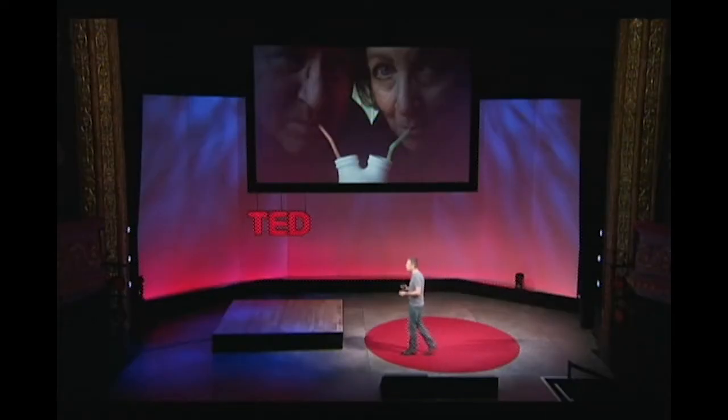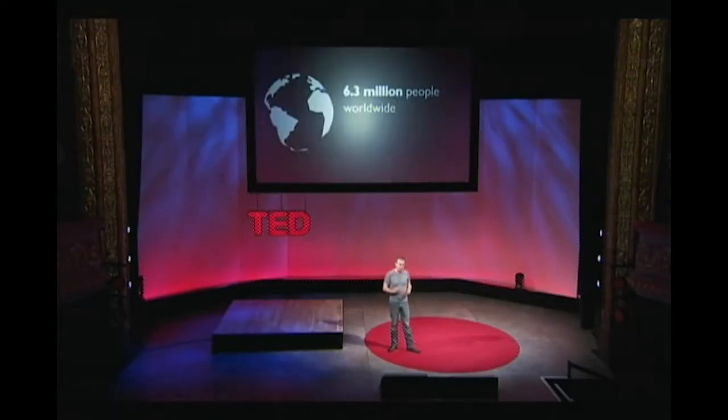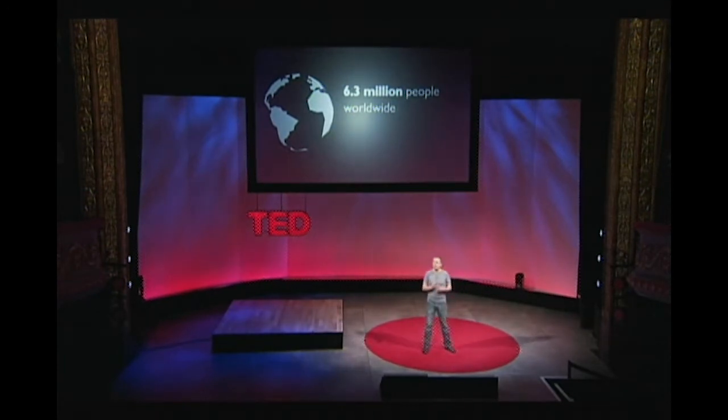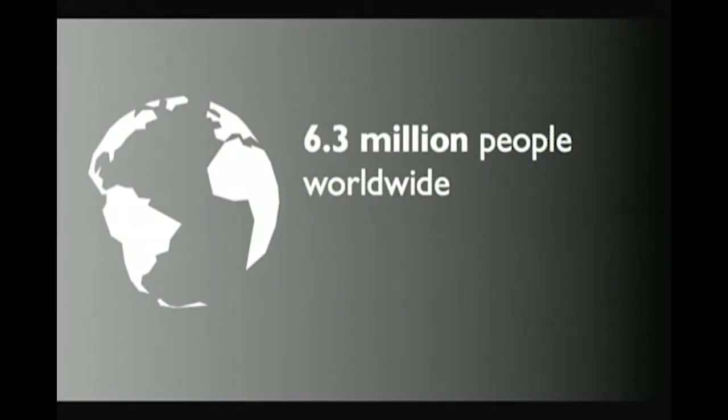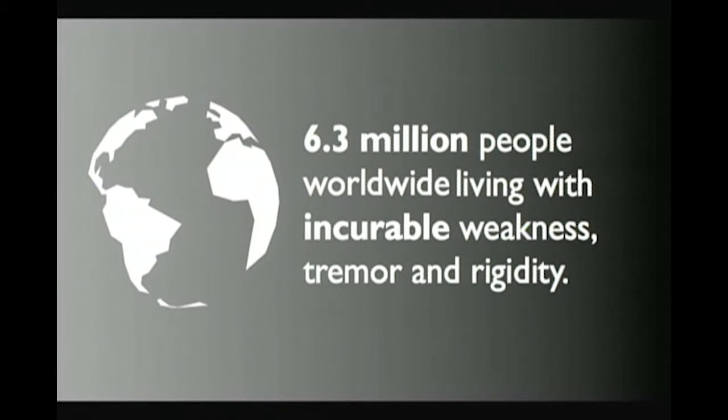So great progress in treatment has been made over the years. However, there are 6.3 million people worldwide who have the disease, and they have to live with incurable weakness, tremor, rigidity, and the other symptoms that go along with the disease. So what we need are objective tools to detect the disease before it's too late. We need to be able to measure progression objectively. And ultimately, the only way we're going to know when we actually have a cure is when we have an objective measure that can answer that for sure.